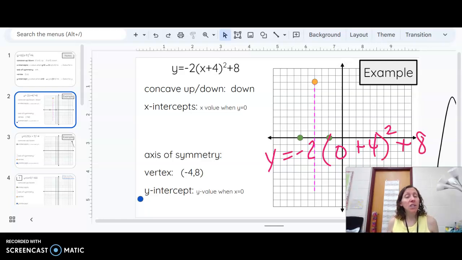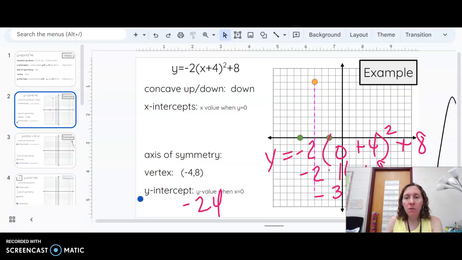All right, parentheses first. 0 plus 4 is 4. 4 to the power of 2 is 16. So we have -2 times 16 plus 8. PEMDAS says we have to multiply first before we add. So -32 plus 8. Then if we do that, -32 plus 8 is -24. So our y-intercept is at -24.